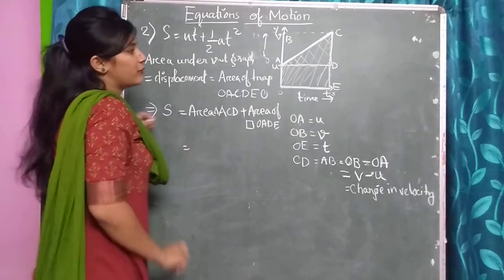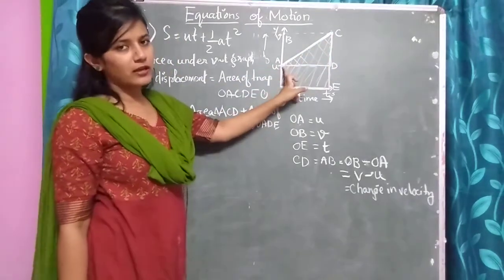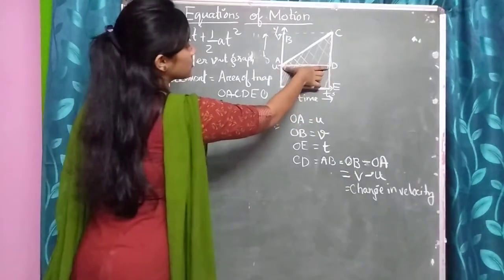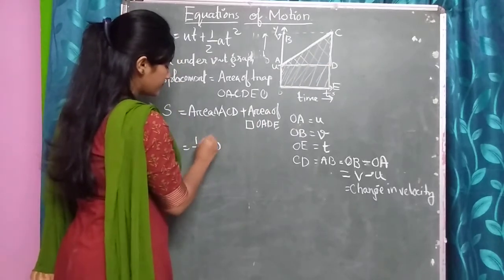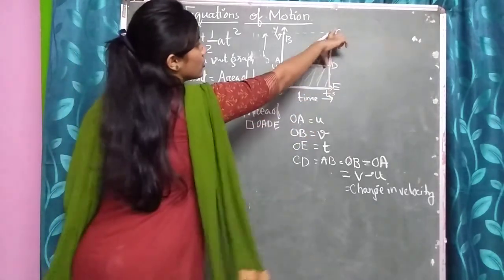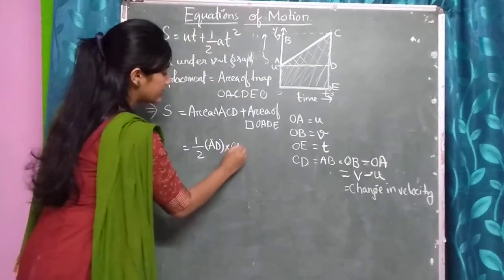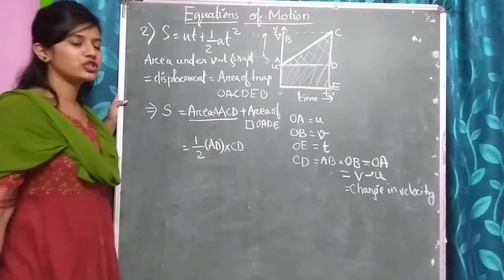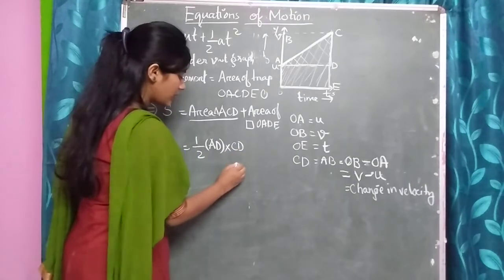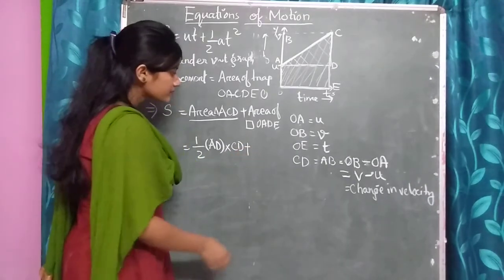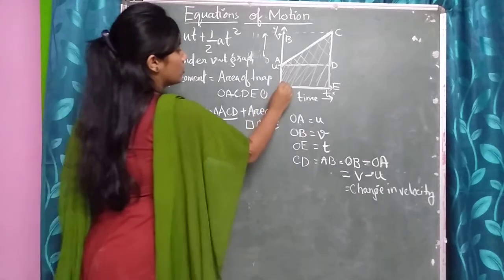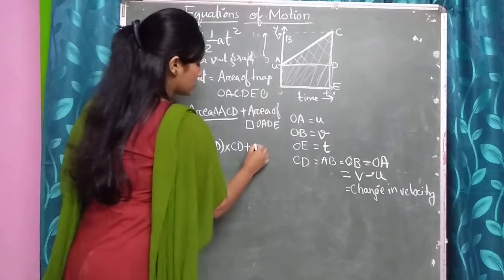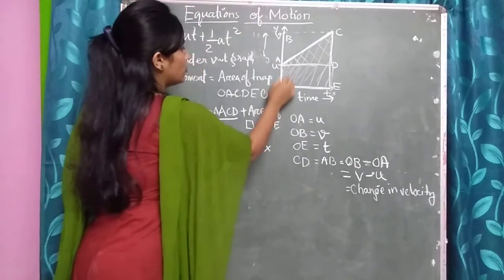So see, what is the area of ACD? It is a right angle triangle, so half base into height. What is the base? Base is AD, into what is the height? Height is our CD. So for the area of triangle ACD, I have written this much. Now I am writing here, plus the area of this one. For the rectangle, the formula is length into breadth. The length is OE, into OA.